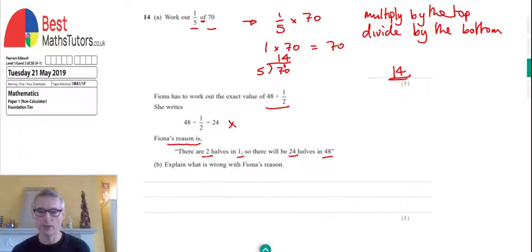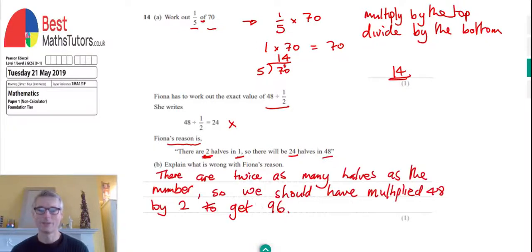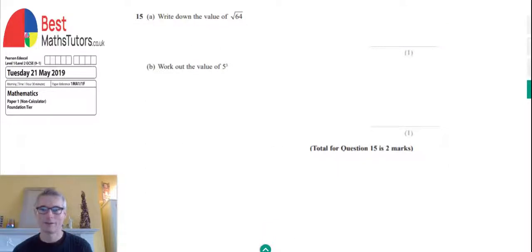We can see here that there are 2 halves in 1, so there are twice as many halves as the actual number. Instead of dividing by 2, we should have multiplied the 48 by 2 and we should have got 96. So that's it for question 14.